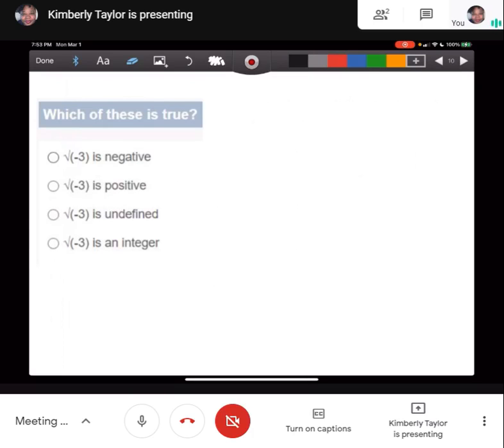Okay, which of these is true? Well, since you have a calculator, you could just go ahead and put this into the calculator. But what we have here is the square root. In this case you may have forgotten the terminology. We have the square root of -3. That is how you read it. This is what you would say: square root of -3. That is what this is.